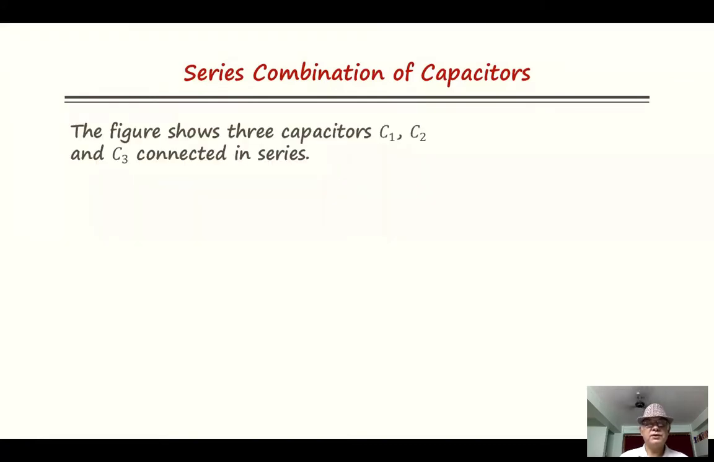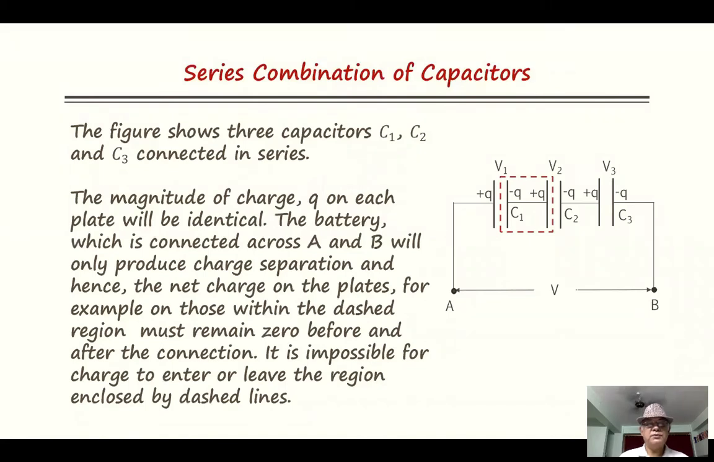The figure shows 3 capacitors C1, C2, and C3 connected in series. The magnitude of charge Q on each plate will be identical. The battery, which is connected across A and B, will only produce charge separation, and hence the net charge on the plates, for example, on those within the dashed region, must remain zero before and after the connection. It is impossible for charge to enter or leave the region enclosed by the dashed lines.